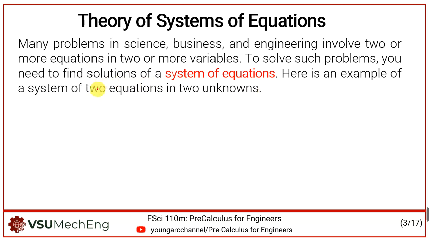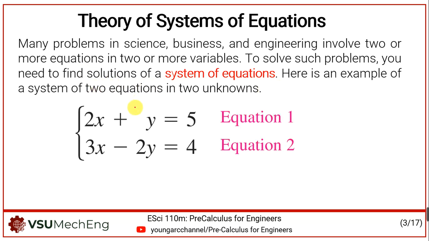Here is an example of a system of two equations. We have 2x plus y is equal to 5. This is our equation 1. And 3x minus 2y is equal to 4. This is our equation 2. We have two equations here that relate the two variables or two parameters x and y. Our goal here is to solve for the value or values of x and y that will satisfy these two equations.